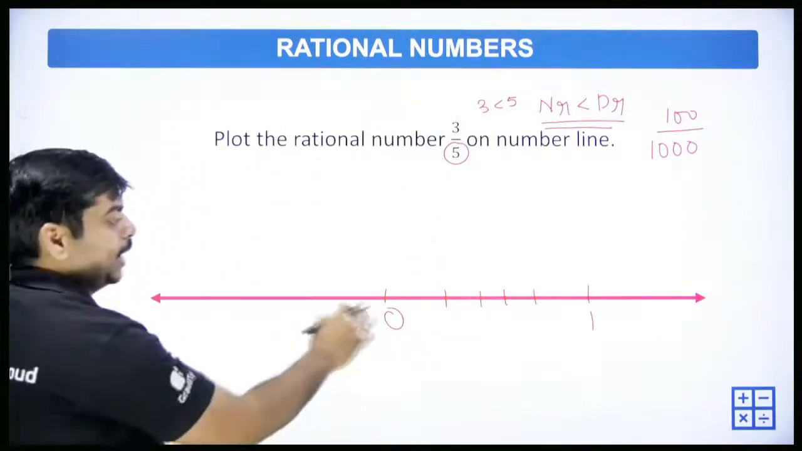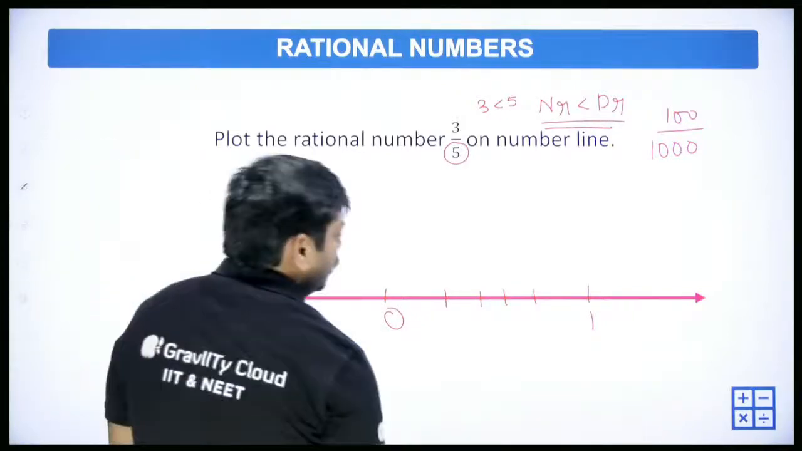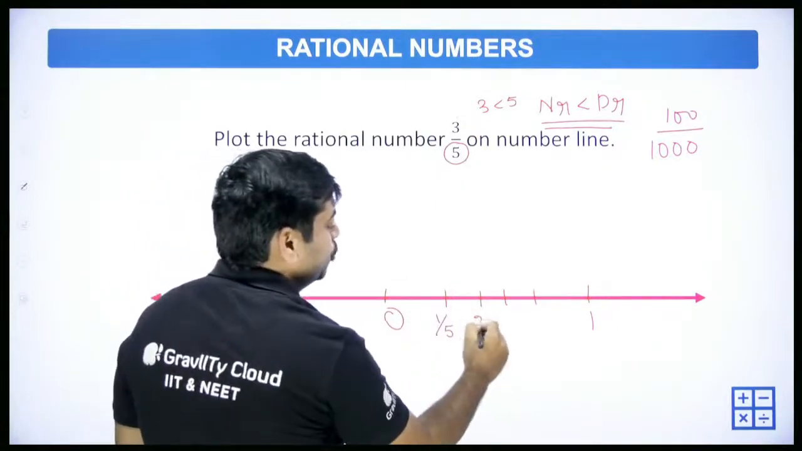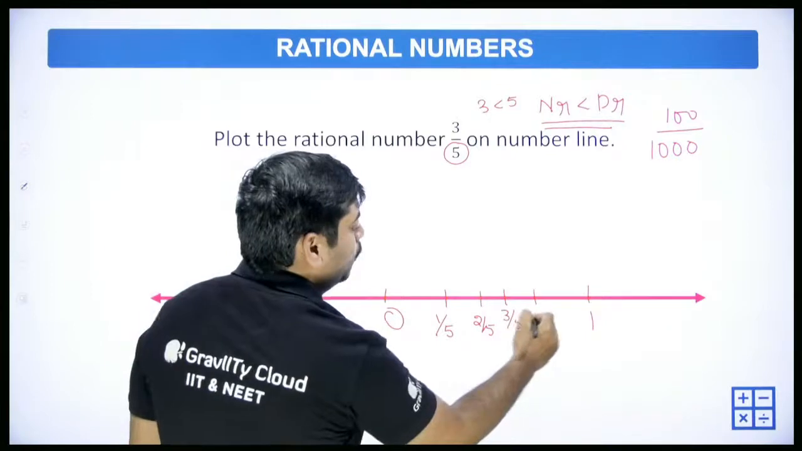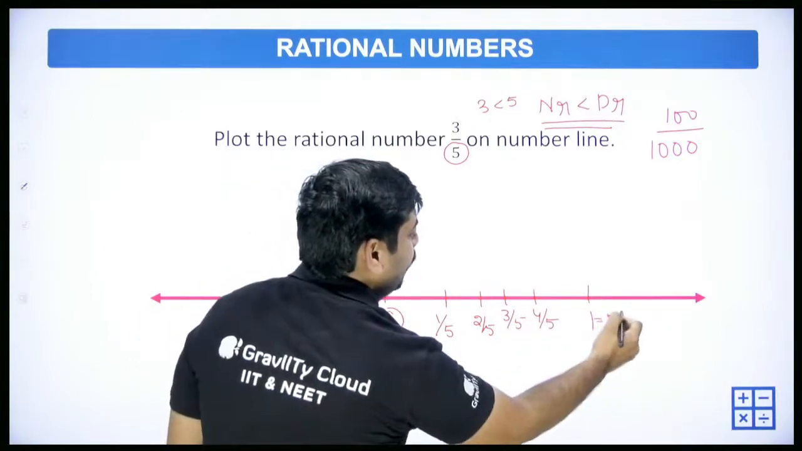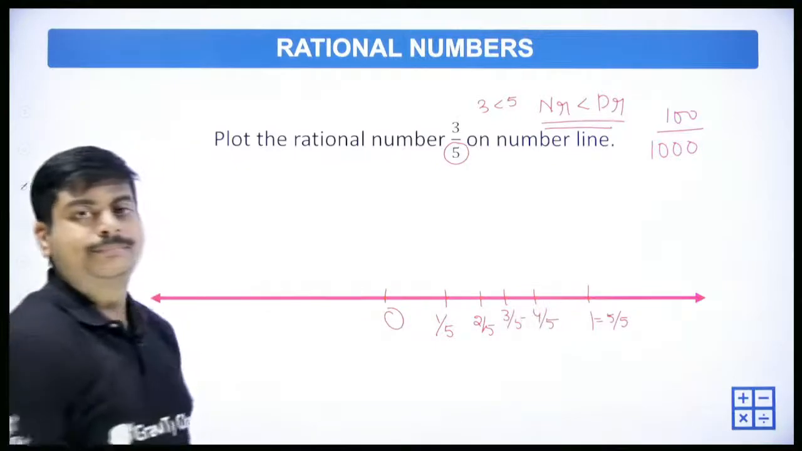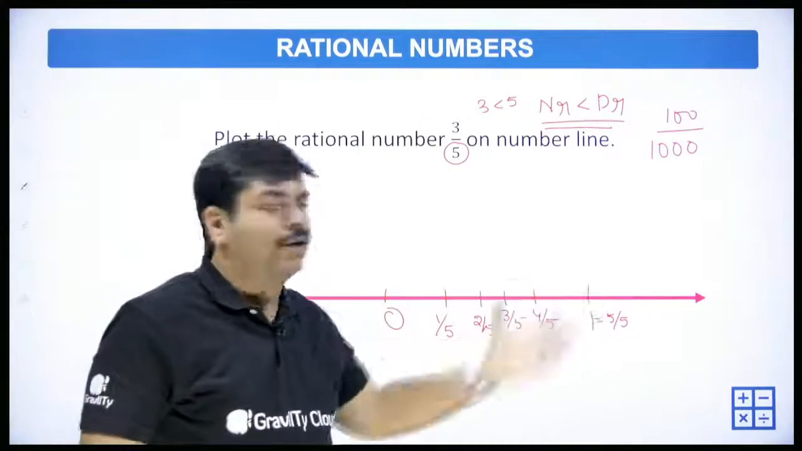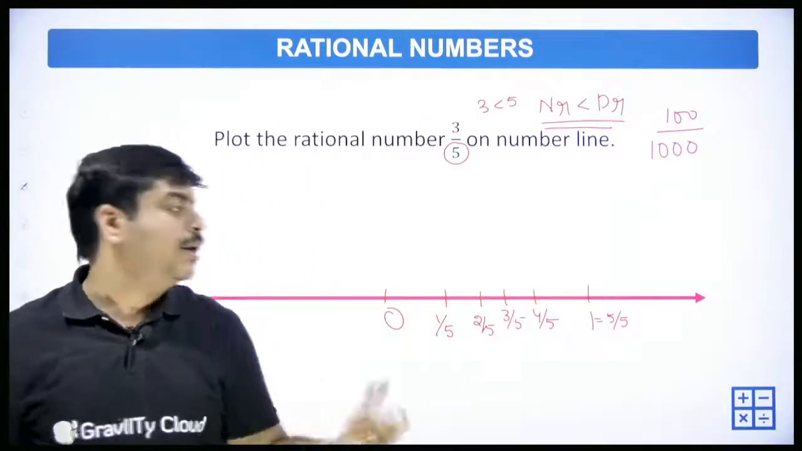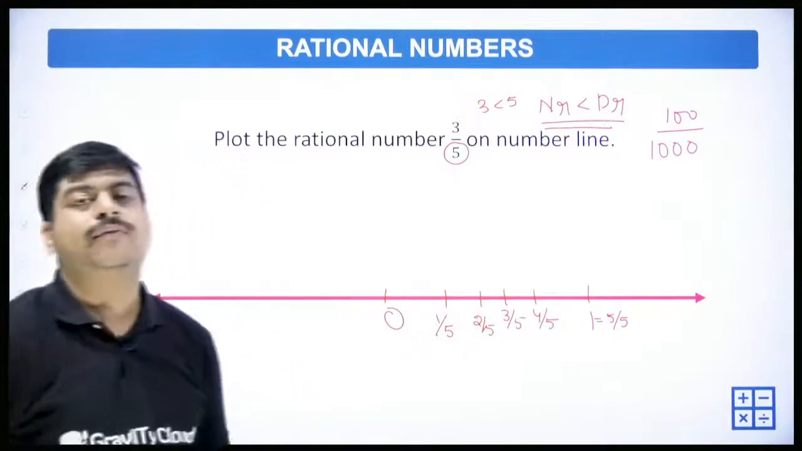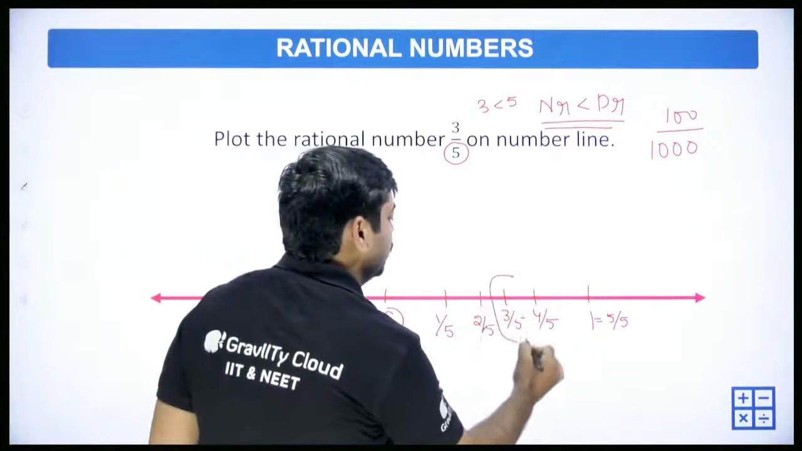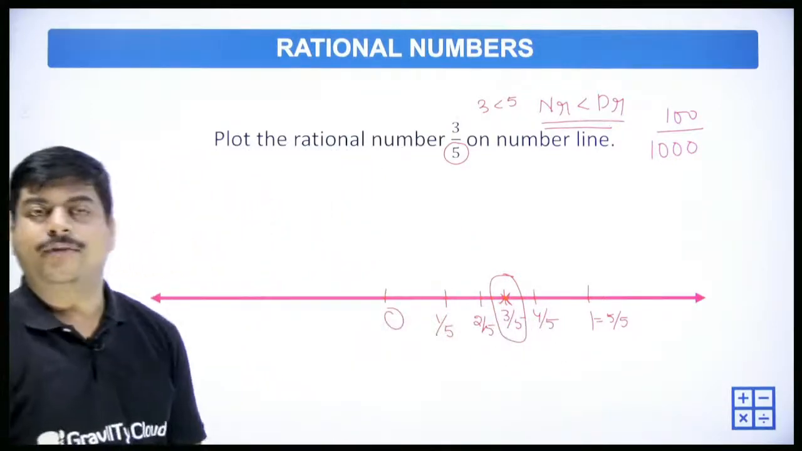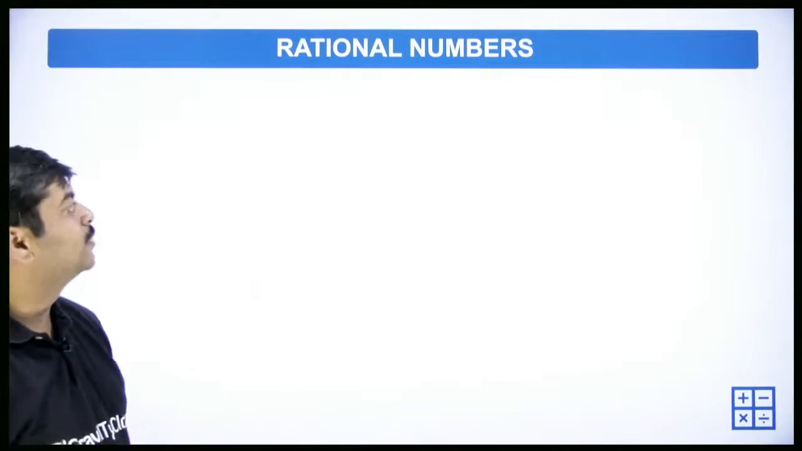This is 0. The first part out of the 5 is 1 by 5, the second part is 2 by 5, the third part is 3 by 5, then 4 by 5, and the last part is 5 by 5, which is equal to 1. So where is 3 by 5? If you divide the space between 0 and 1 into 5 equal parts, you get the value 3 by 5 here. So this is the place of 3 by 5. Okay, let's move forward to the next question.